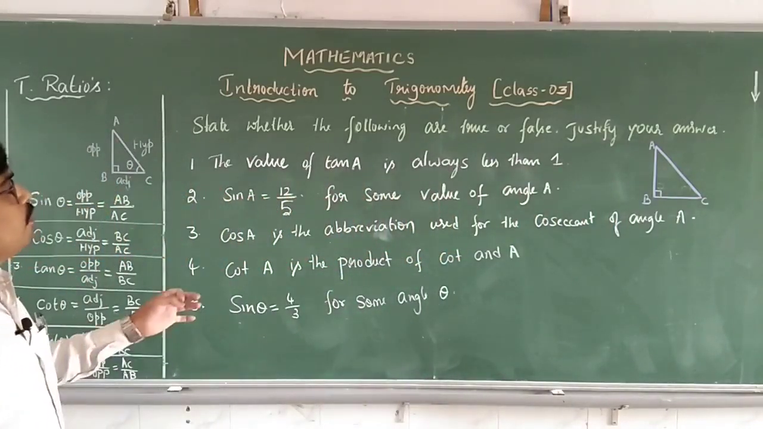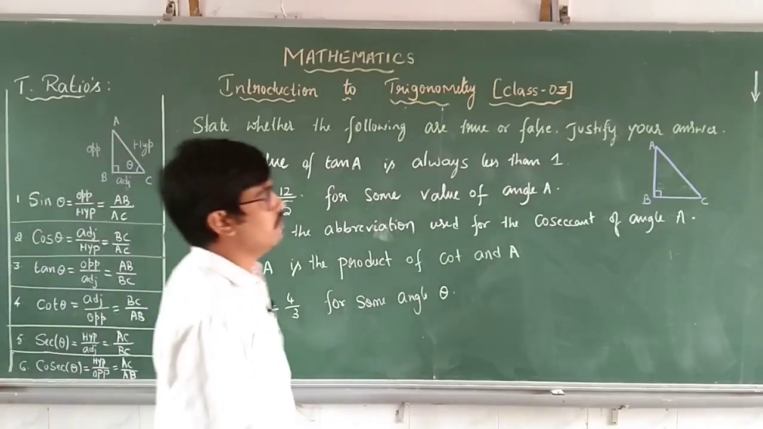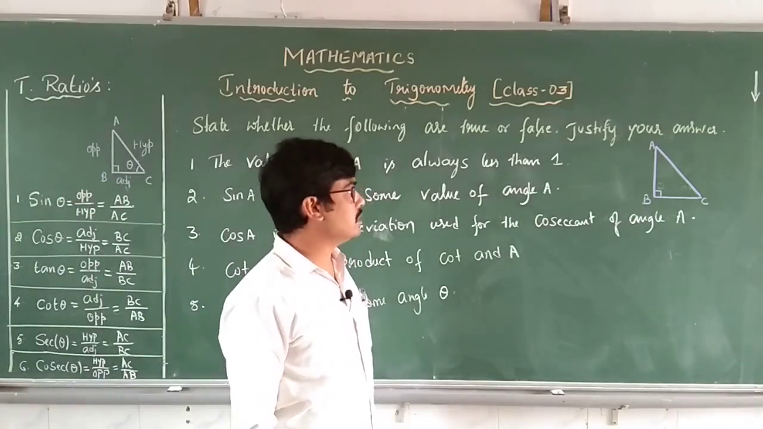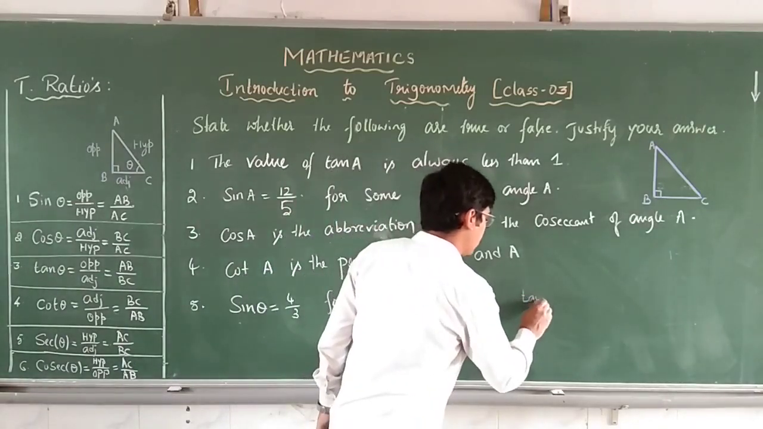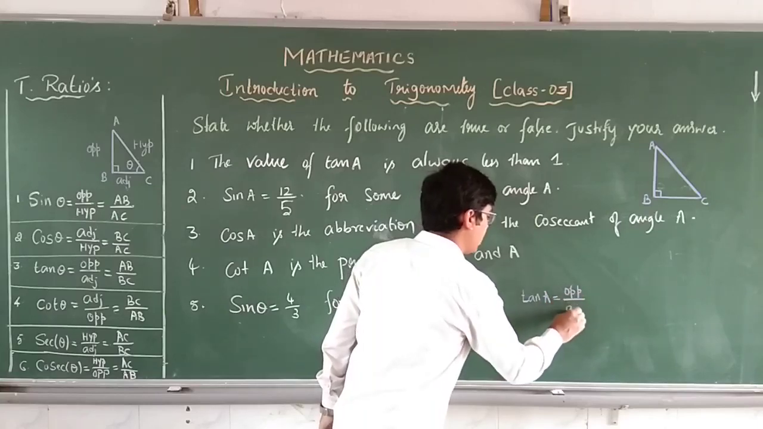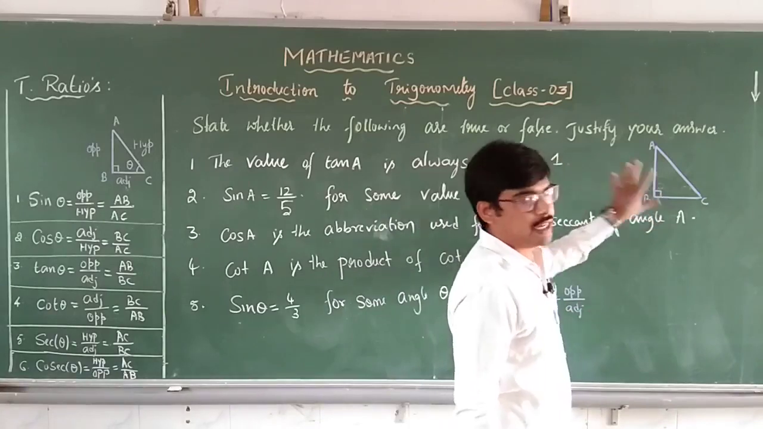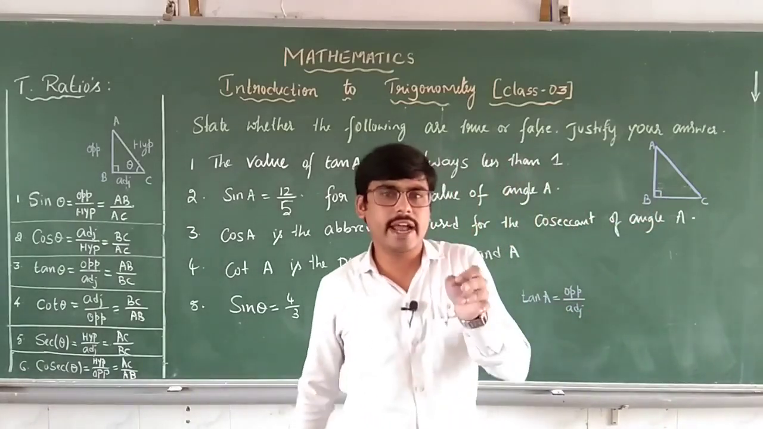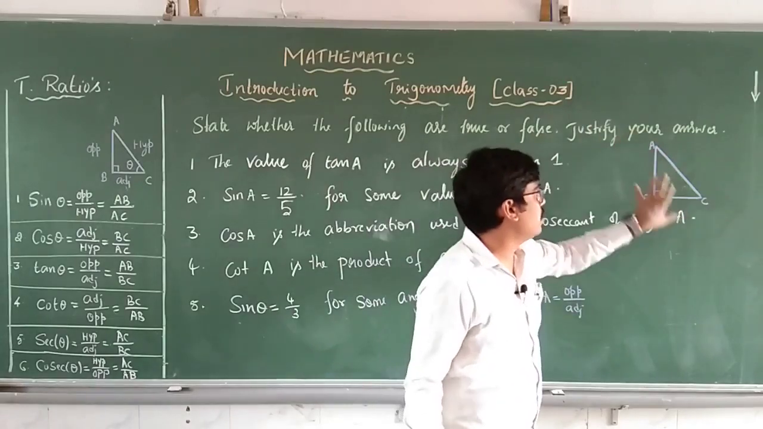So here the statement is that the value of tan A is always less than 1. They have given that the value of tan A is always less than 1. What is tan A? Tan A is opposite by adjacent. It is a ratio of these two sides. In a right angle triangle we know the hypotenuse is the longest side compared to the other sides.